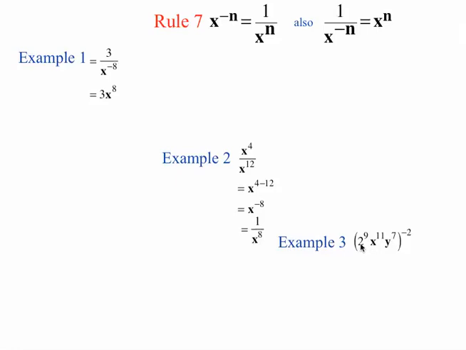Example 3, if we have 2 to the 9, x to the 11, y to the 7, all to the negative 2, this negative is going to flip everything down to the bottom. So we're going to get 1 over 2 to the 9, x to the 11, y to the 7, all to the power 2, which is 1 over 2 to the 18, x to the 22, y to the 14. And that's it for rule number 7.